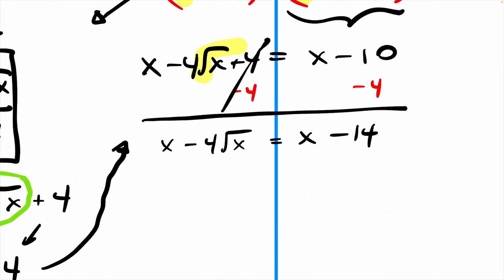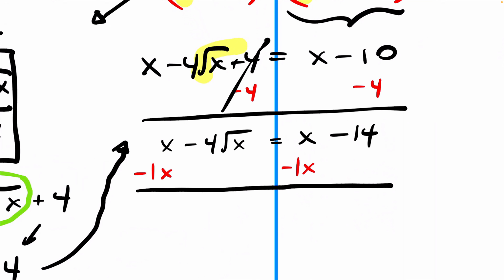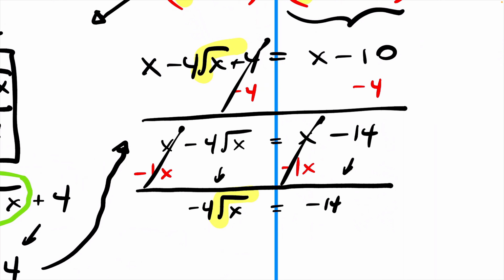The positive x I don't want. It's +1x. So I'm going to subtract 1x from both sides. When you do that, they both go away. I'm almost there. I almost have the square root by itself. But I have the -4 in front.